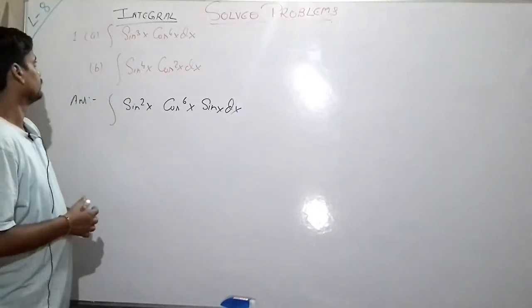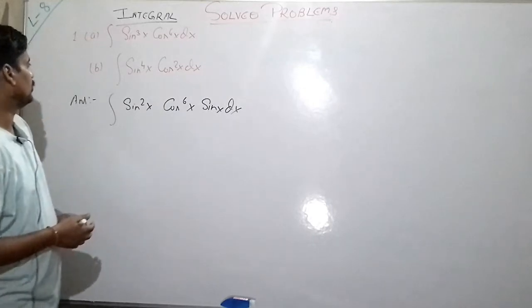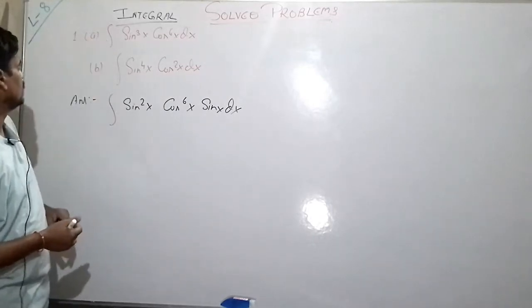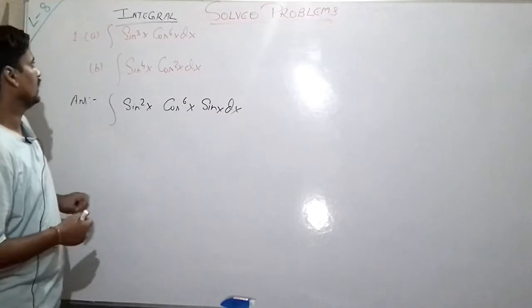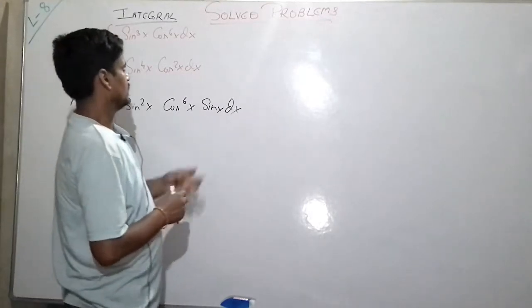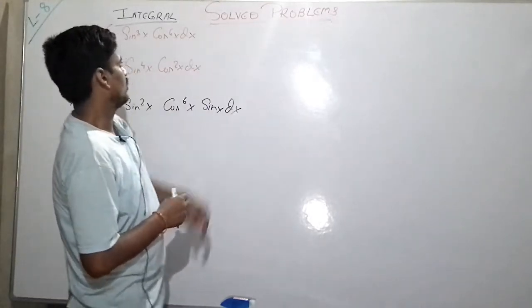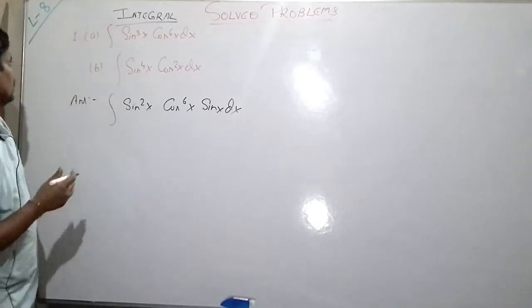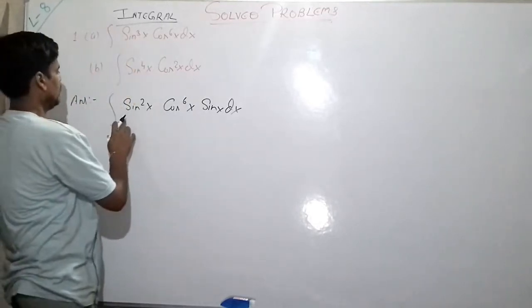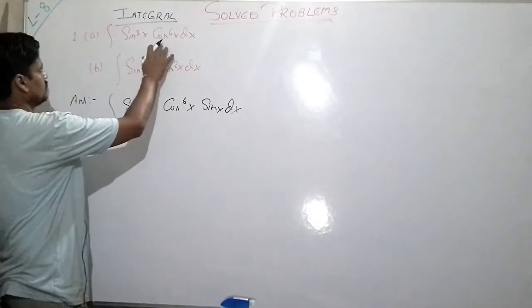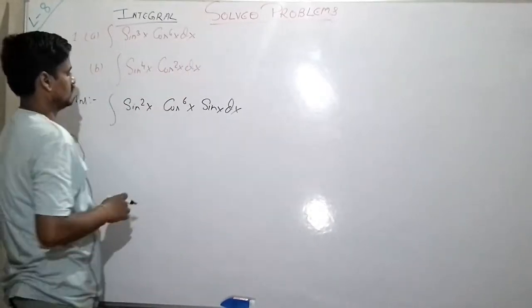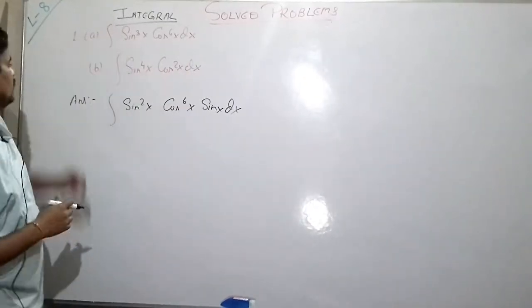In this video I am going to solve these two problems, and these two problems are integrals, and this lecture series is part of this solved problem series. Now the first integral is the integral of sin cube x cos to the power 6x dx. So how can we solve this problem?